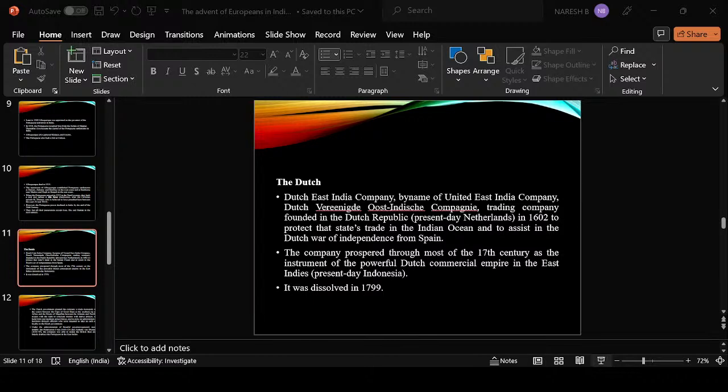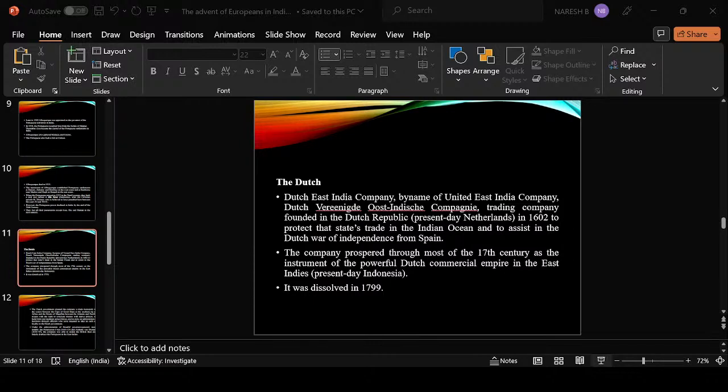The Dutch were the second people to come to India for trade. Initially, all these people came to India just to enjoy trade. Trade was their initial motive, but later on they engaged in politics. That's a different story for another day. The company prospered through most of the 17th century as the instrument of the powerful Dutch commercial empire in the East Indies, present-day Indonesia, and it was dissolved in 1799.